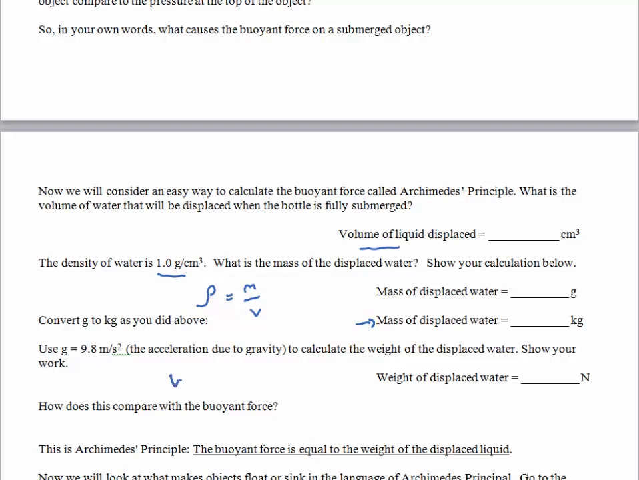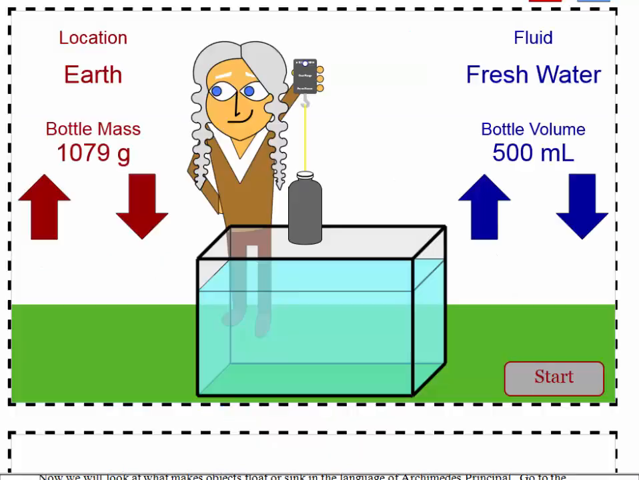Then we can ask, what is the weight of the water that was displaced? Well, that's going to be equal to the mass of the water that was displaced multiplied by gravity, and just compare that to the buoyant force. They should be pretty darn close. So let's pop over to the simulation real quick and take a look at it.